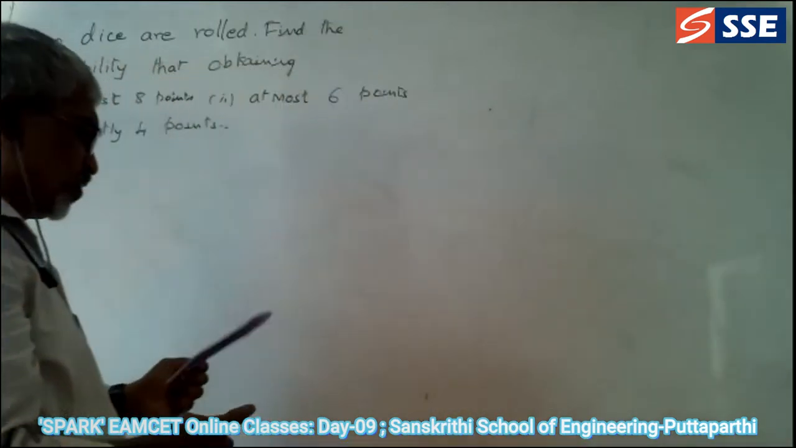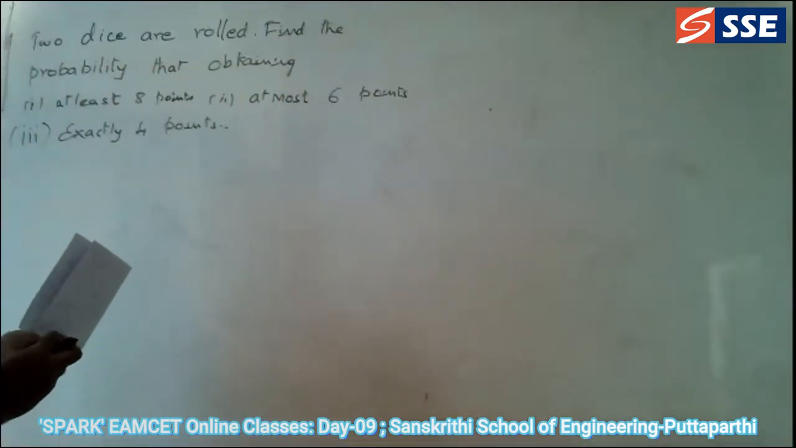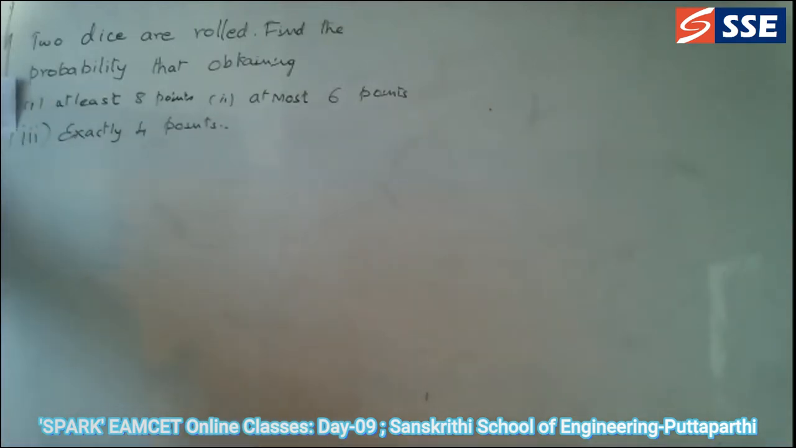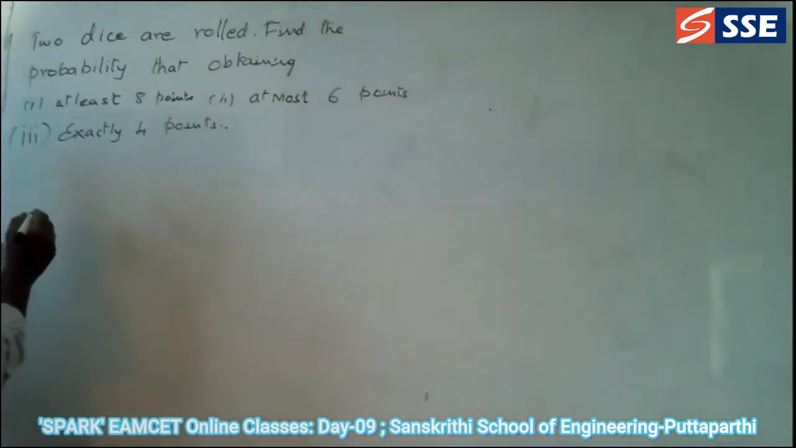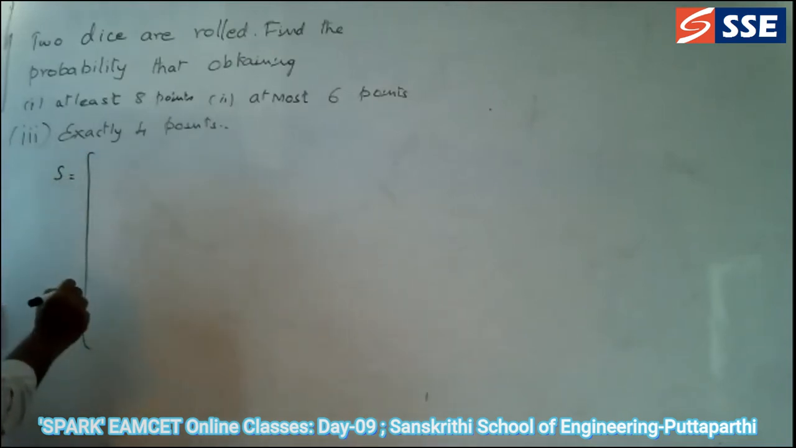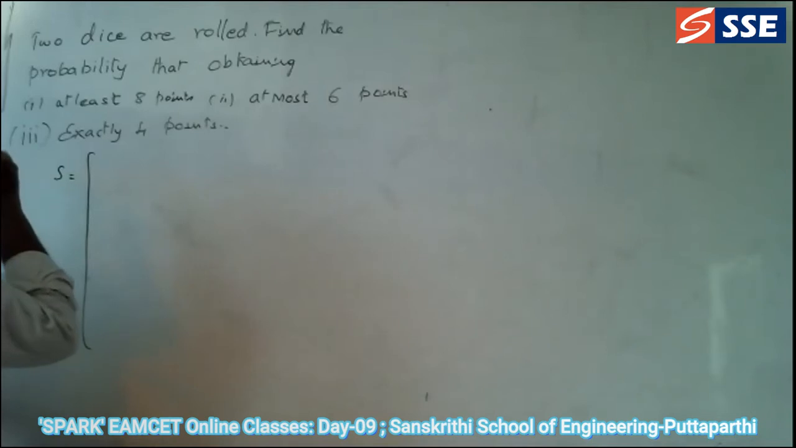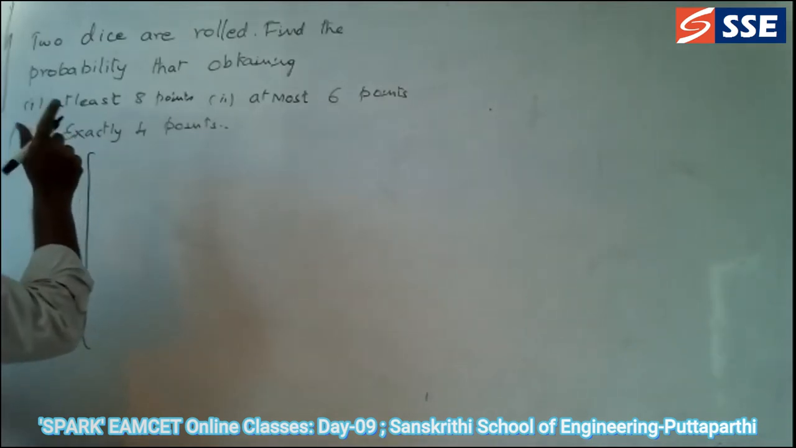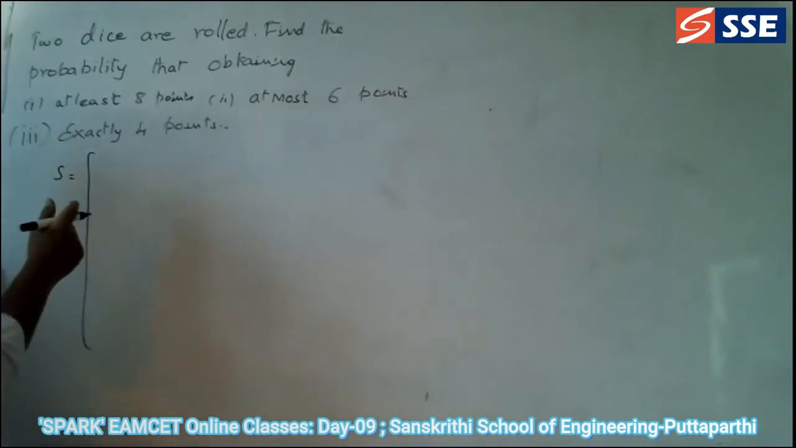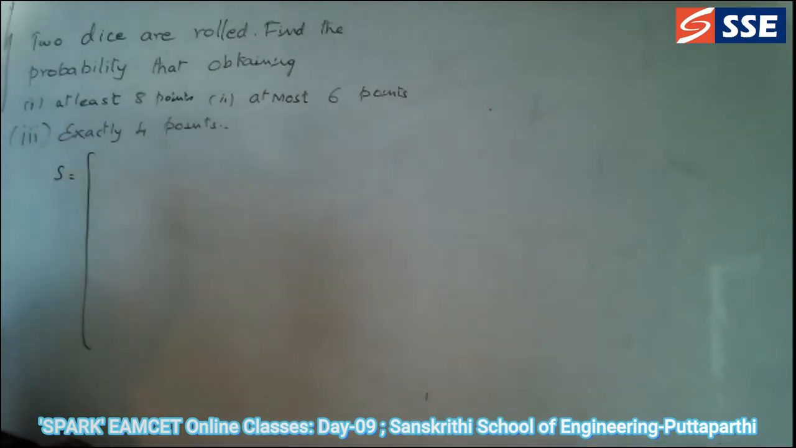First of all, we must know that we are using the sample space. First, we have to get the sample space ready. S is equal to the sample space. So we have to see what the sample space is, that is, what the possibilities are. Two dice are rolled, so every die has faces numbered 1 to 6.